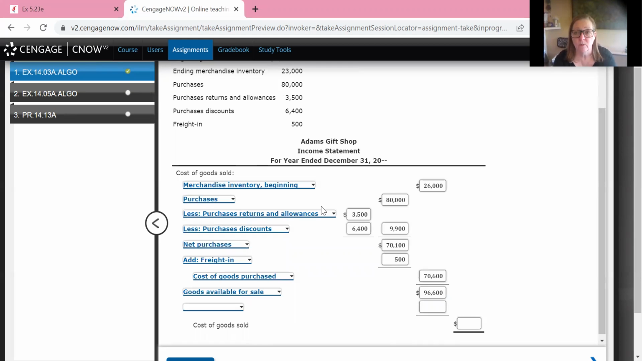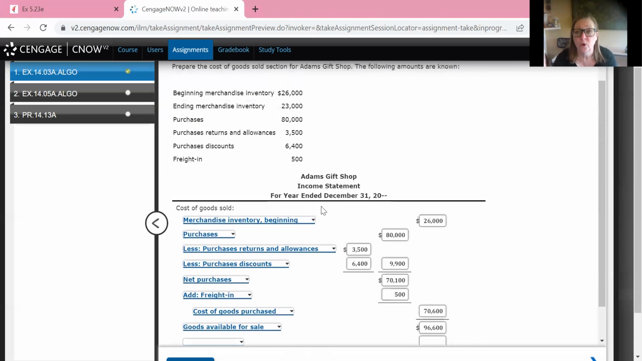So that's how much is available. Now, we either sold that or we didn't. The only way we know is if they told us one or the other.